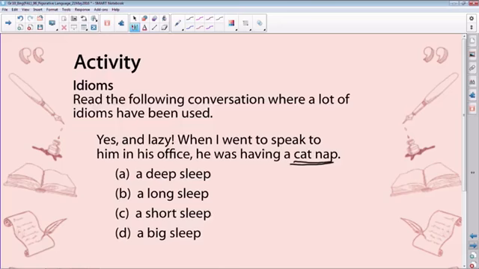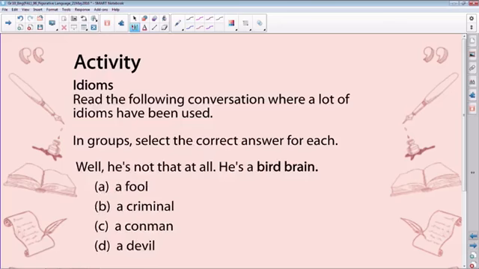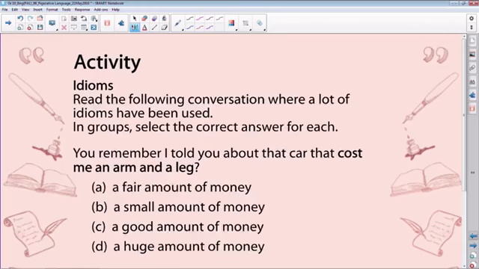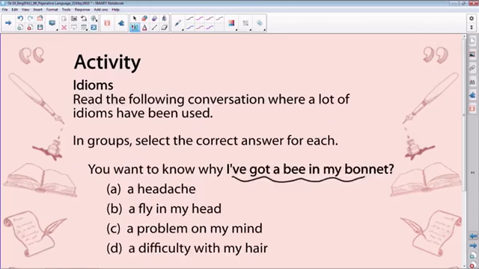All right, so that's the conversation. I'll do the first part of the conversation for you, and then I'm going to leave you to do the rest. So, first of all: you want to know why I've got a bee in my bonnet. Now, you need to select, what does a bee in my bonnet mean? Does it mean A, I've got a headache, B, I've got a fly in my head, C, a problem on my mind, or D, a difficulty with my hair? Okay, so the answer is obviously C. And that's what you're going to select.